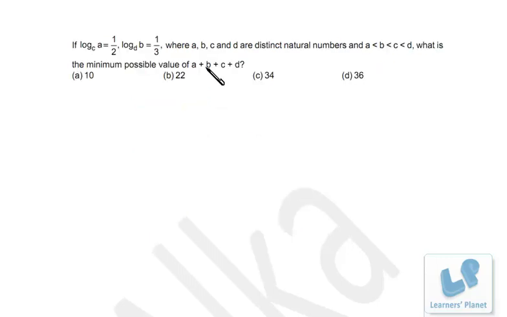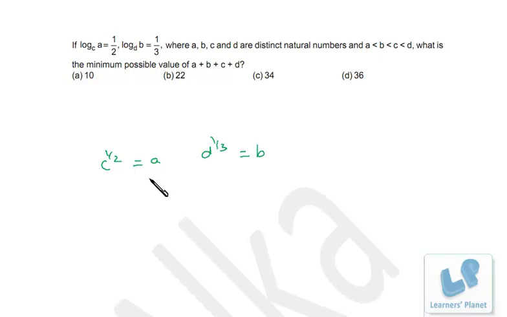Now let's see this problem based on logarithm. Here log a to the base c is half and log b to the base d is 1 by 3. So what we can write down is c raised to half, or root c is a, and d raised to 1 by 3 is b, right? Now we have to find out the minimum possible value of a plus b plus c plus d, where a, b, c, d are natural numbers, right? Now minimum value of a, and a is less than b is less than c is less than d. That means a is the smallest and d is the biggest.